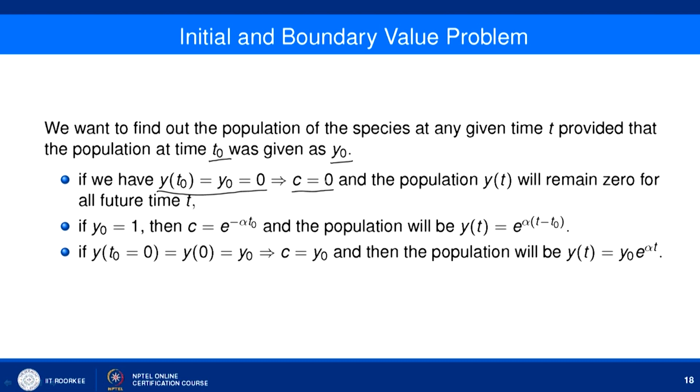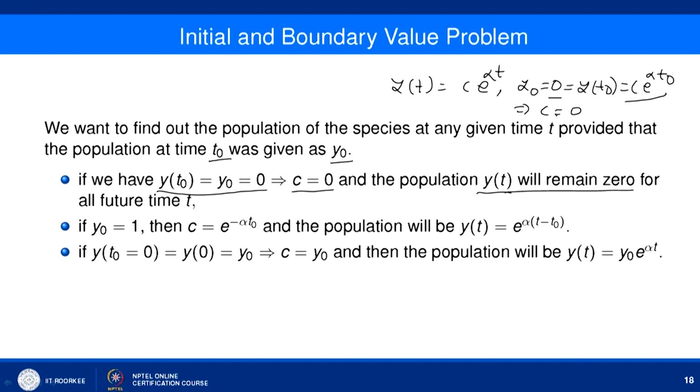Then this implies that we have only c equal to 0, and this gives that the population y(t) at any time is 0. How is it? If you look, we have the solution y(t) = c e^(alpha t). Now, it is already given that at time t equal to t naught, the initial condition is given as 0. So, y naught is equal to 0 equal to y(t naught) equal to c e^(alpha t naught). Now, e^(alpha t naught) is never 0. So, c has to be 0. If c is equal to 0, then the solution is nothing but the zero solution. So, in this case, when the condition given at t naught is 0, then the population will remain 0 for all future time t.